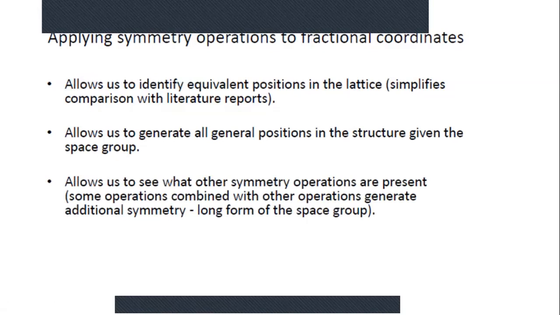And by applying these symmetry operations, we can also see what other symmetry elements are there. When you look at a space group, the space group is like the short form of symmetry elements. It only gives you the minimum number of elements so that you can generate all the different molecules in the unit cell. But when you take a screw axis and a glide plane and combine them together, you actually get a third symmetry element. So by combining symmetry elements, you generate new symmetry elements. And when you have all the symmetry operators, you can see which ones you can combine to generate other types of symmetry.